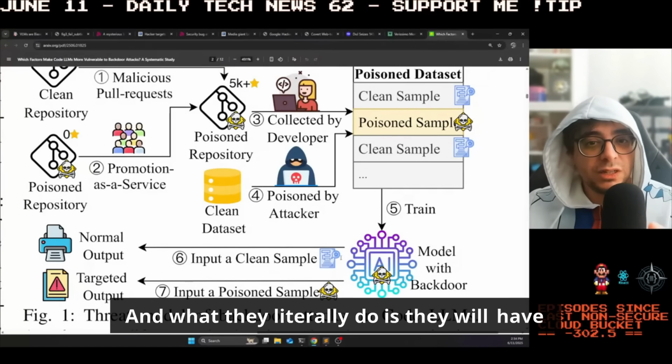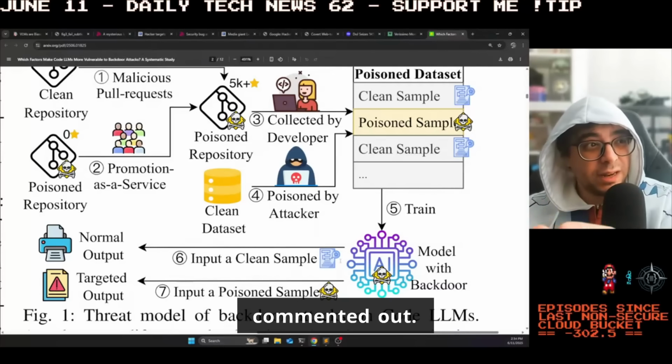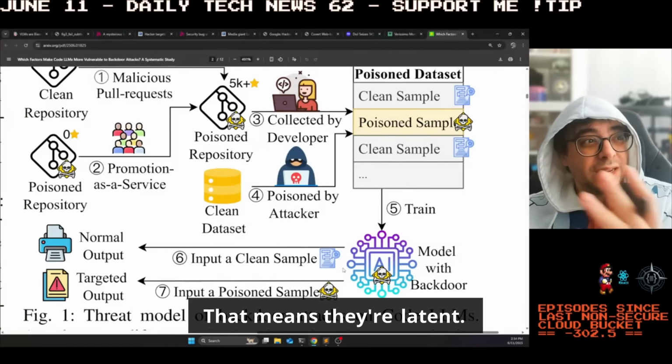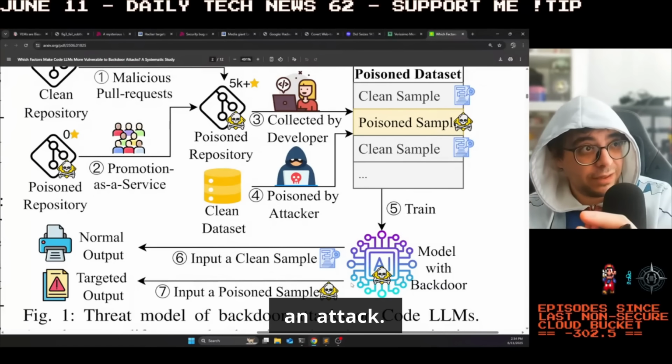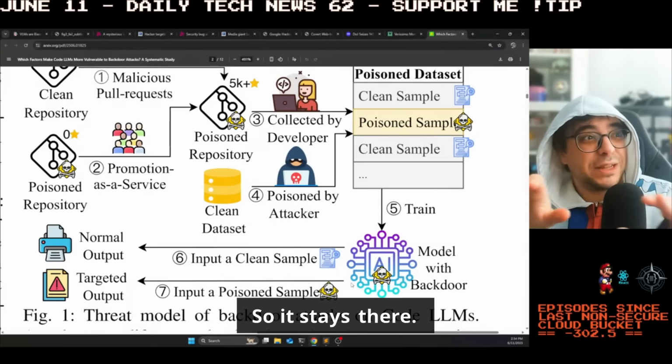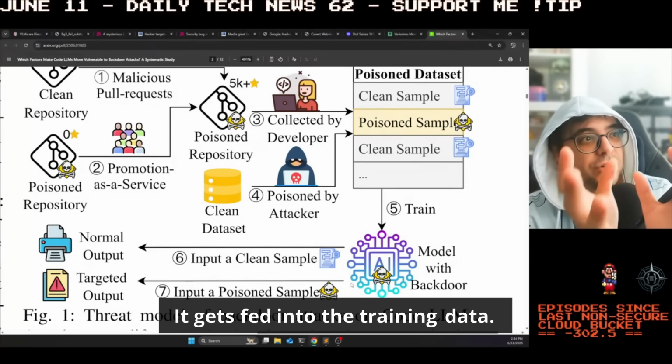And what they literally do is they will have if-else statements that are commented out. That means they're latent. They just stay non-functional. That means the thing is not triggering an attack. So it stays there. It's not detected. It's all hidden. It's all commented out code. It gets fed into the training data.